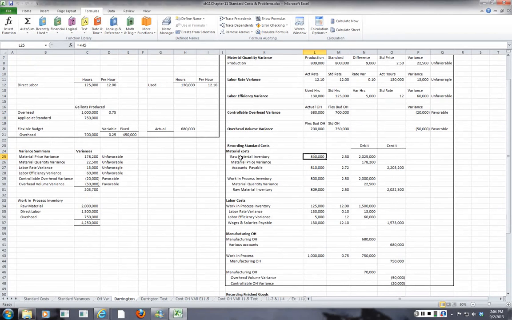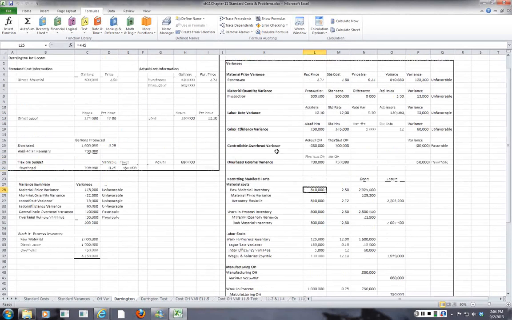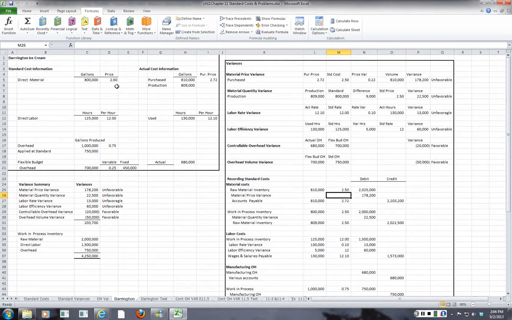So we're going to debit raw material inventory. We purchased 810,000 gallons, but we're going to record it at standard cost. So we take $2.50 times the purchased amount, and we come up with a raw material inventory debit of $2,025,000. And we had 810,000, what we purchased, at $2.72, which is the amount that we're going to pay, and that's what we recorded in accounts payable. And the difference between those two is that $178,000 unfavorable variance.